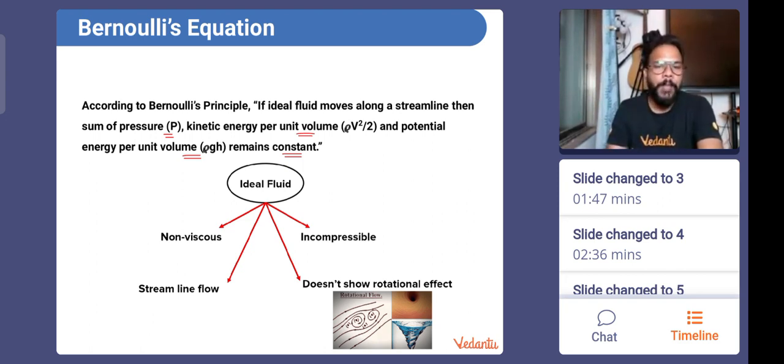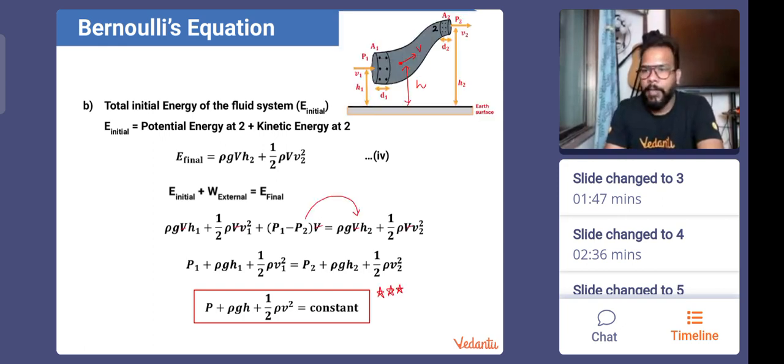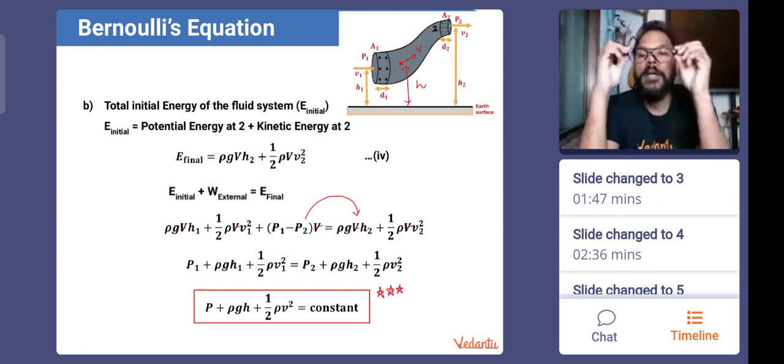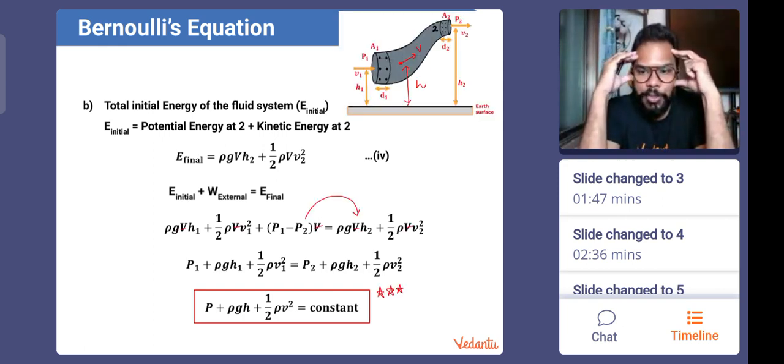Thirdly, it will have a streamlined flow. And last one, it doesn't show rotational effect. By rotational effect, we mean that it will not create any kind of turbulence. A tornado kind of effect will never be shown by an ideal fluid. That's the definition of the properties which an ideal fluid must offer. Okay, everybody understands this? The derivation is not important. Repeating once again, the derivation is not important, not even from your school examinations point of view, but this final expression is very important.